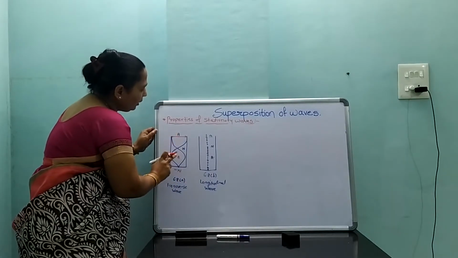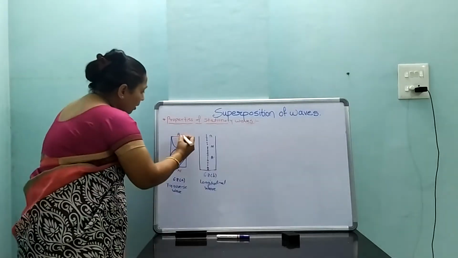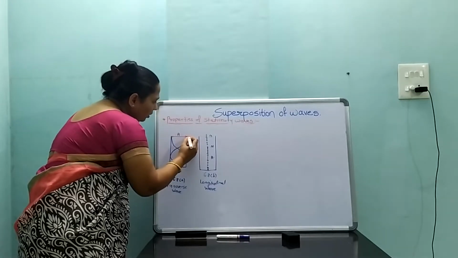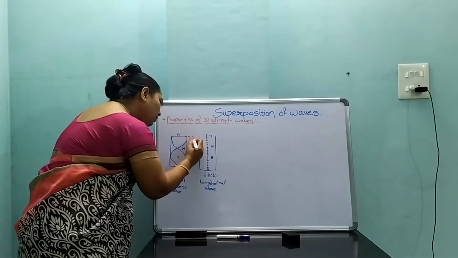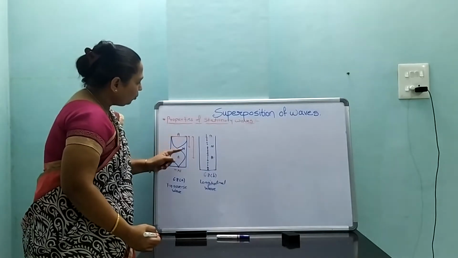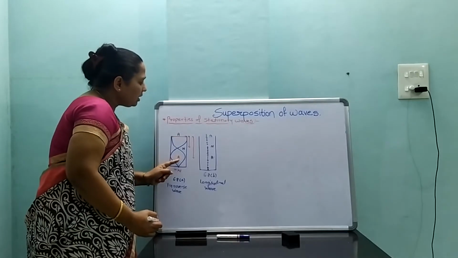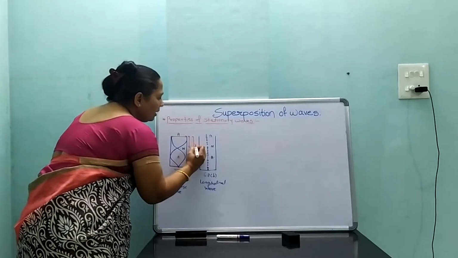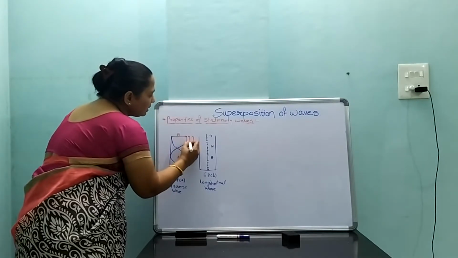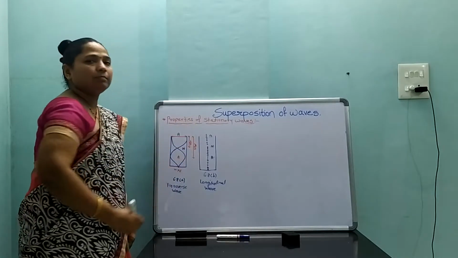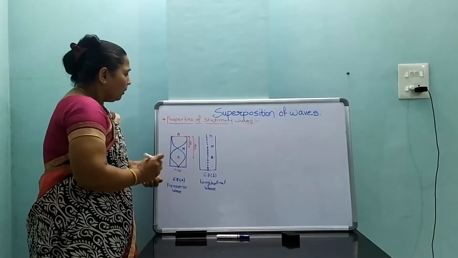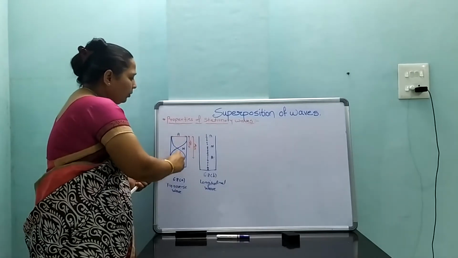Antinode, node, antinode, node. Therefore, the distance between antinode and successive antinode is lambda by 2. Antinode to antinode distance is lambda by 2, but antinode to node distance is lambda by 4.